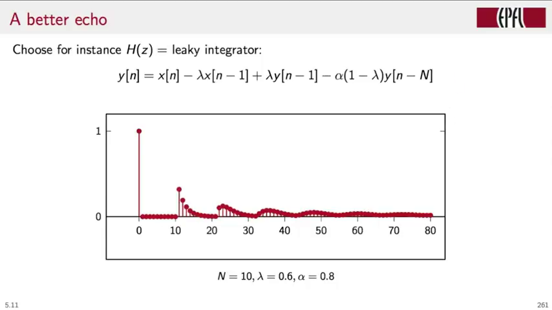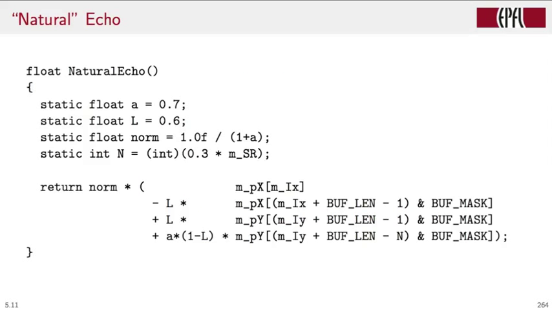And if we compute the impulse response numerically, we get something that at each repetition of the period of the echo gets smoother and smoother, which is really what you obtain if you apply a low-pass filter repeatedly. The implementation in our processing framework is once again very straightforward.